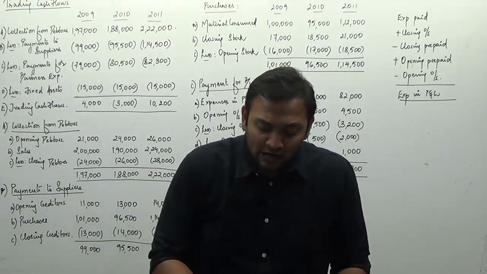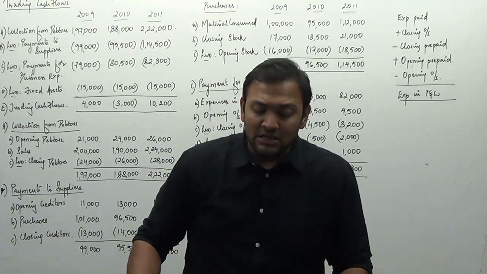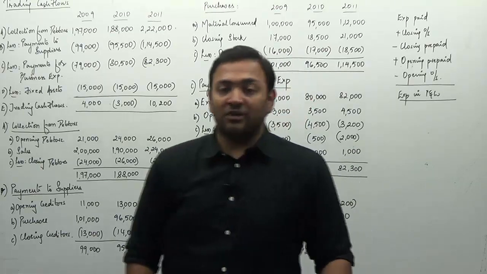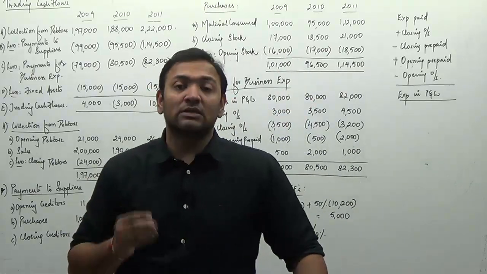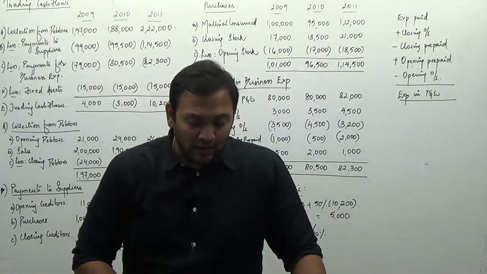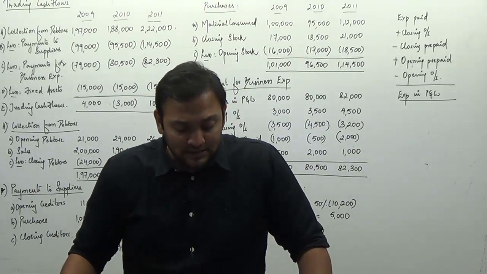But how much did he write off till date? 7,000 per annum has been written off every year. So that means 3,000 every year short written off as far as your leasehold premises is concerned.